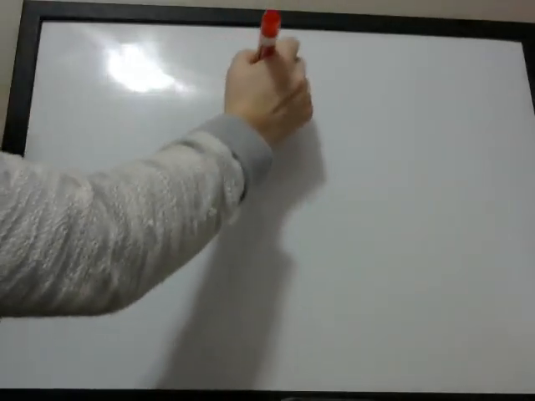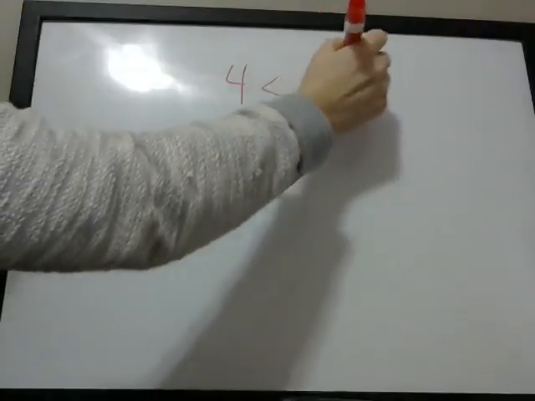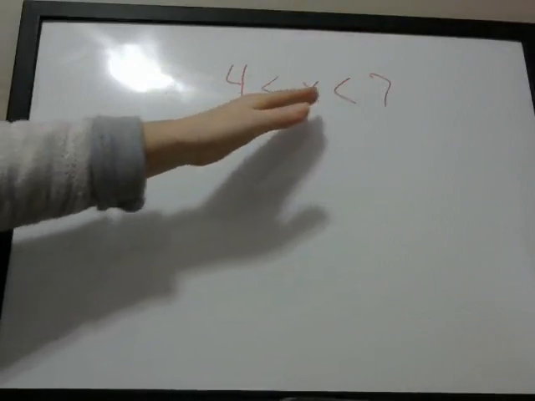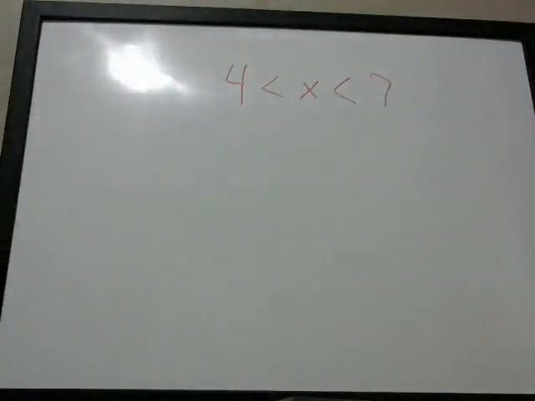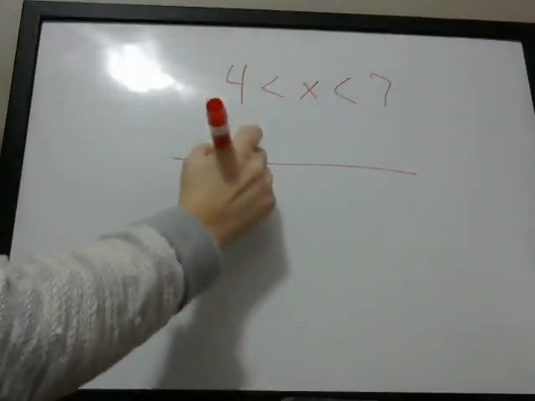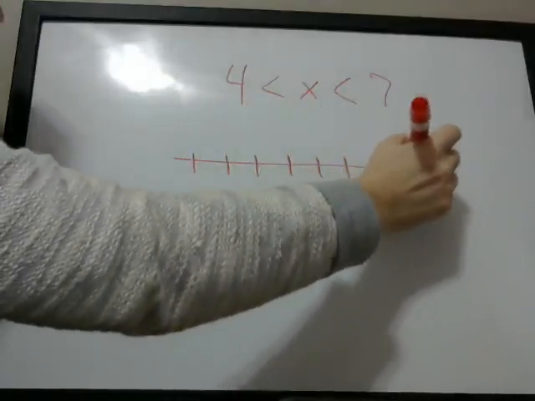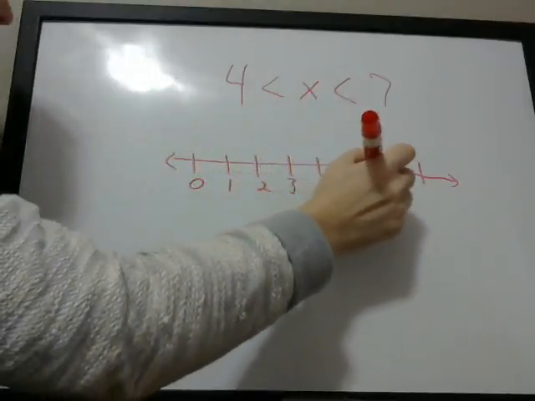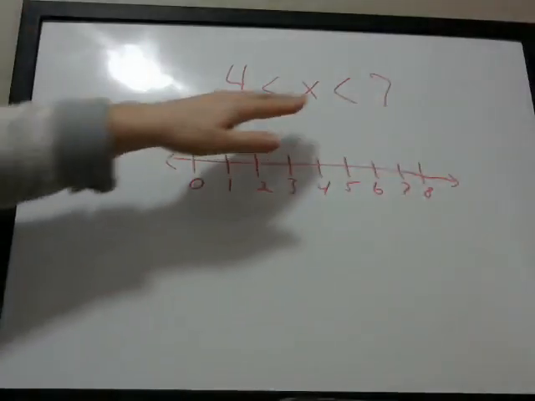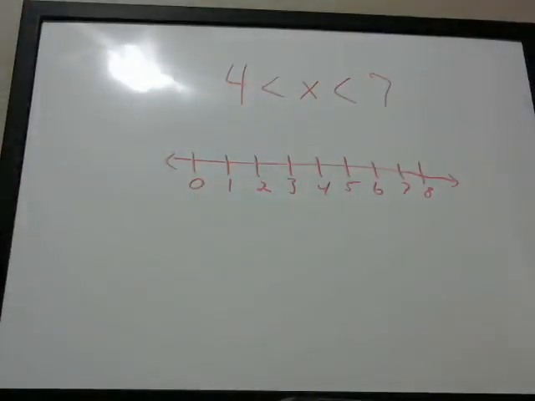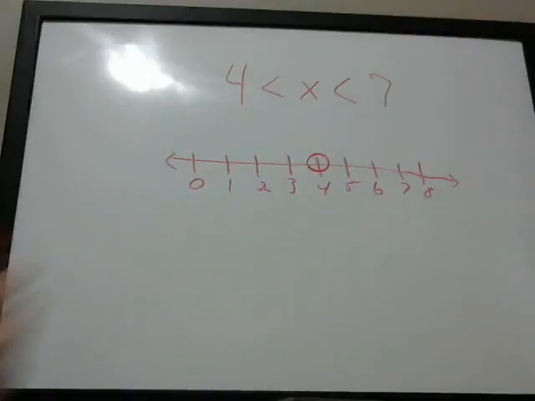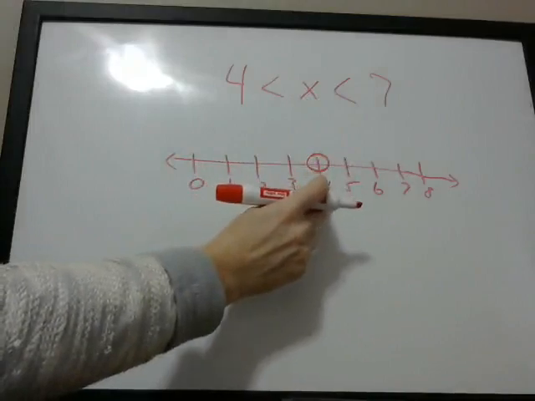So for example, a simple problem would be x is greater than 4 and x is less than 7. And so if we are looking at a number line, 0, 1, 2, 3, 4, 5, 6, 7, 8. So here x is greater than 4, so it's not greater than or equal to, so it can't equal 4, so it's greater than 4. So we put an open circle on the 4. If it was greater than or equal to, we would fill that in, indicating that it could also equal 4.